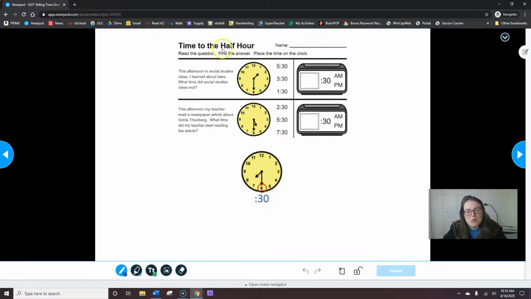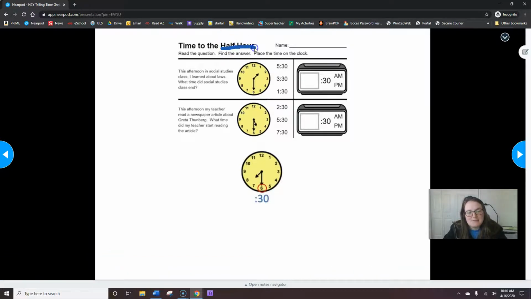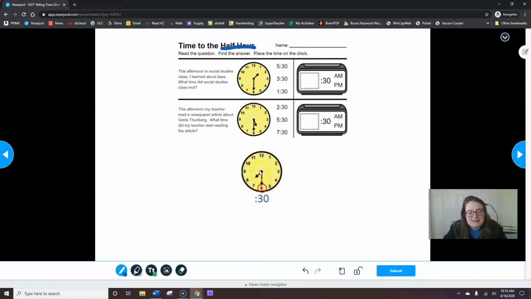On this one, we're telling time to the half hour. The half hour means that the big hand is going to be pointed at the 6, which means 30, because when we count by 5s like this, 5, 10, 15, 20, 25, 30, that's where we stop, on the 30, just like that big hand.